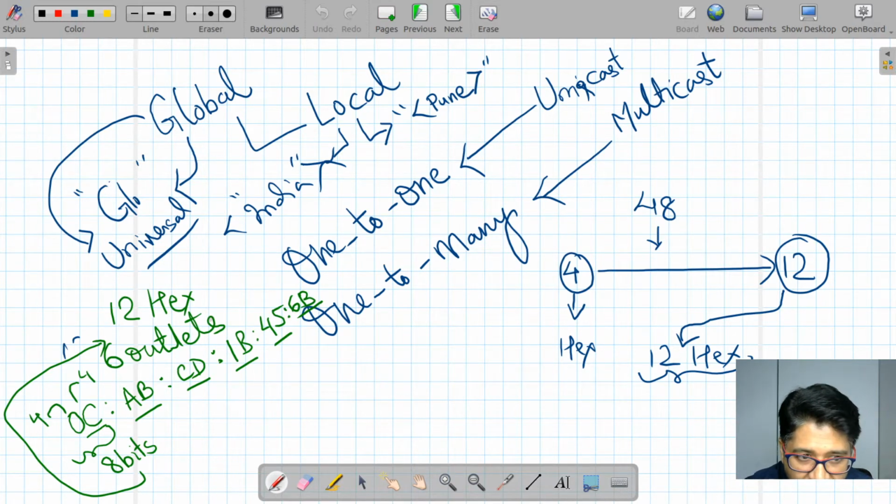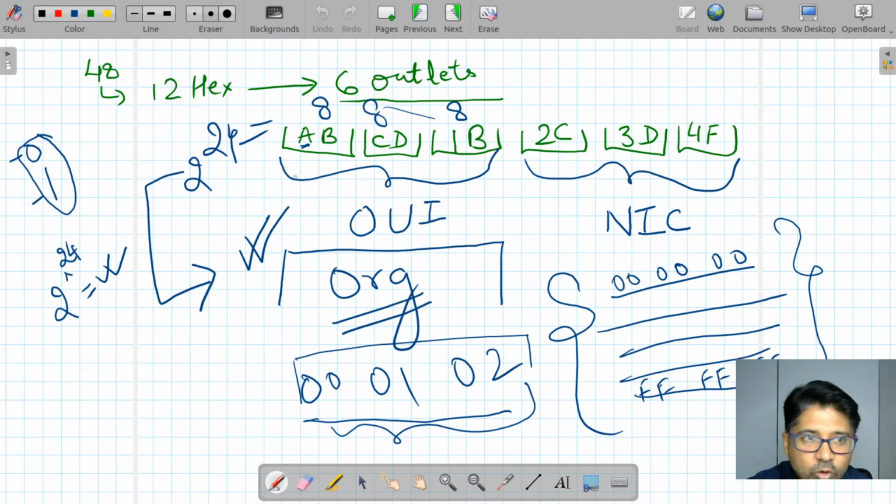Now the 12 hex digits are separated into pairs, and each pair is called an octet. So we have 6 octets, and each octet contains 4 plus 4, a total of 8 bits. So 1 octet equals 8 bits. Then we saw the examples.